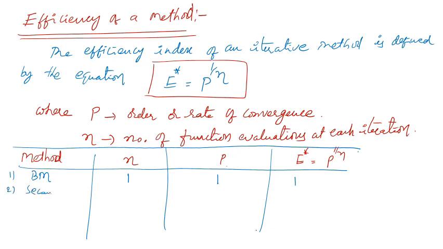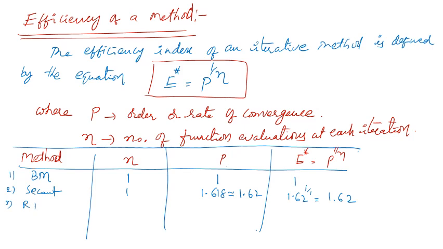Next, second method is the secant method. Number of function evaluations is also 1. And what is the rate of convergence? 1.618. One can take approximately 1.62. So p to the power of 1 by 1, this 1.62 is the efficiency index.